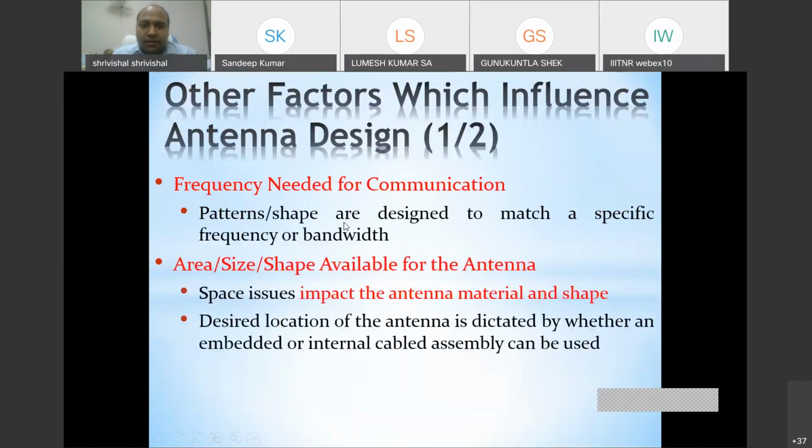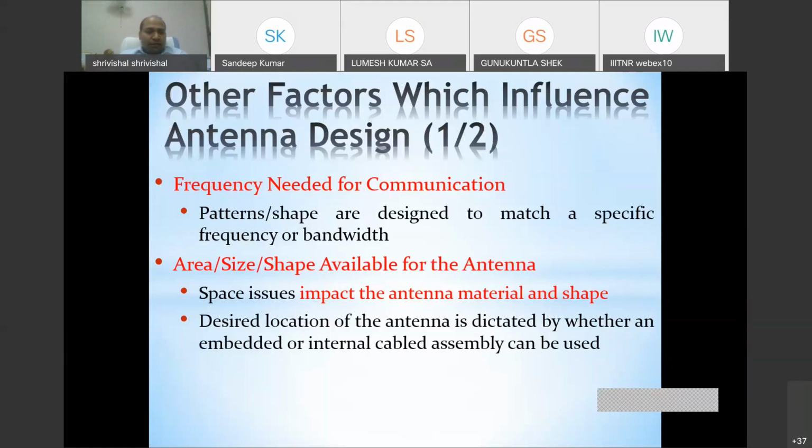So other factors which influence antenna design: first, the frequency needed for communications. Patterns and shapes are designed to match a specific frequency or communication. As we discussed, I may be looking for the antenna system to transmit uniformly in all directions. For example, in Wi-Fi applications, one Wi-Fi router is placed at one place, and its job is to connect with the devices present in the surrounding. So if I'm designing an antenna for the Wi-Fi application, I need to design an antenna system which has omnidirectional behavior in a plane. The user could be placed at any position and will be very easily connected. They will have the chance to interact with each other, and data can be transferred from one place to another very easily. This way they can work.